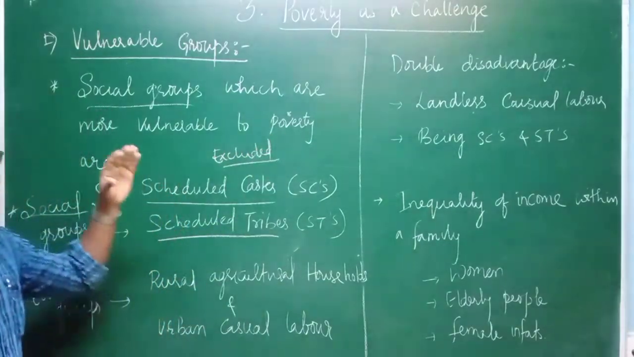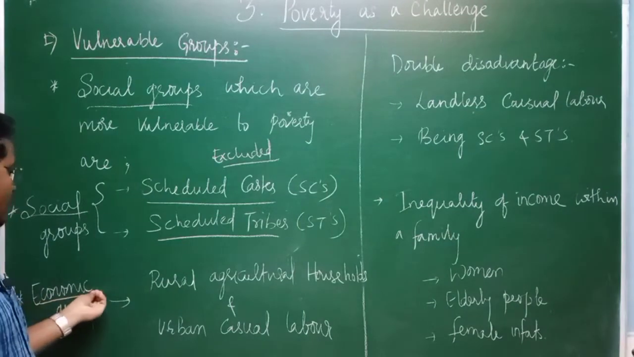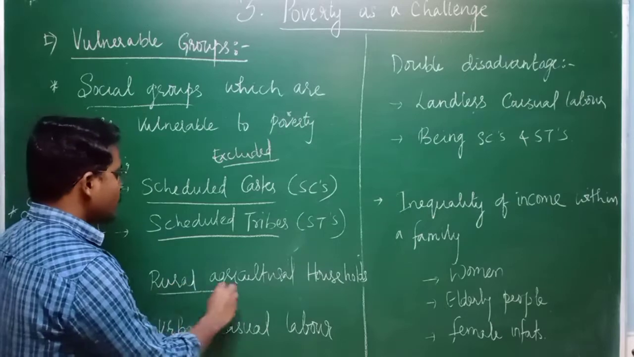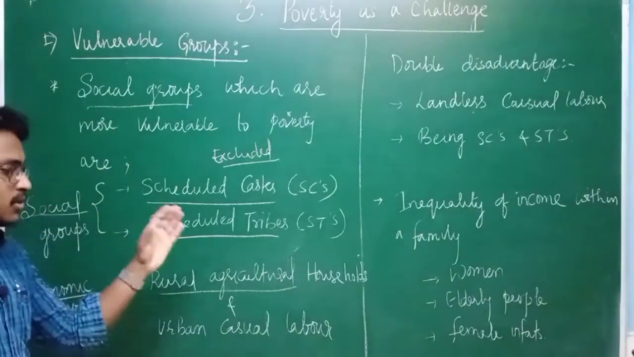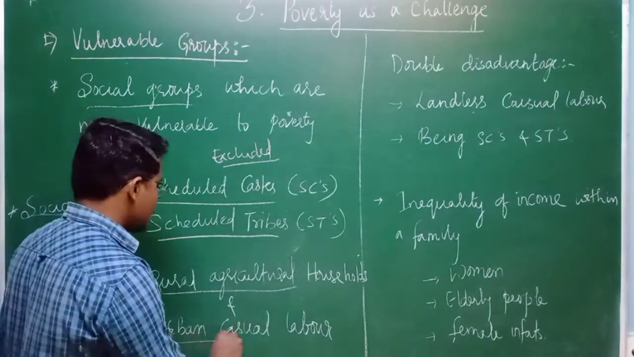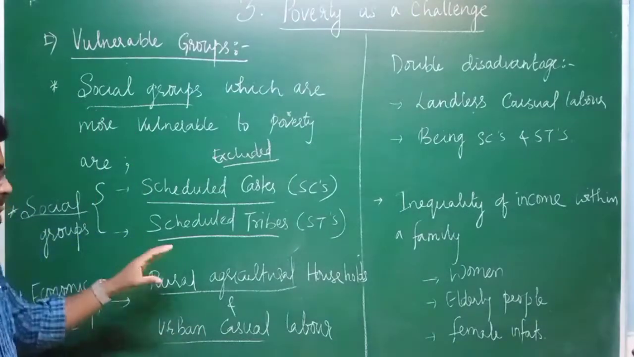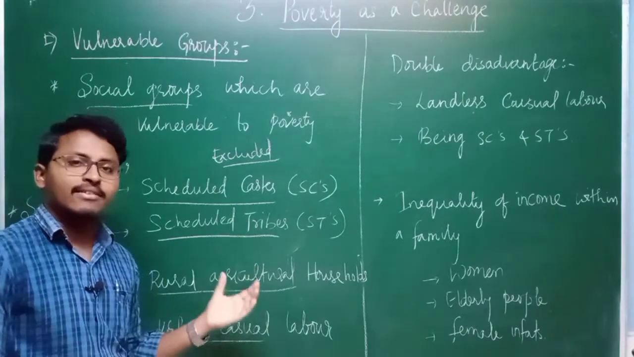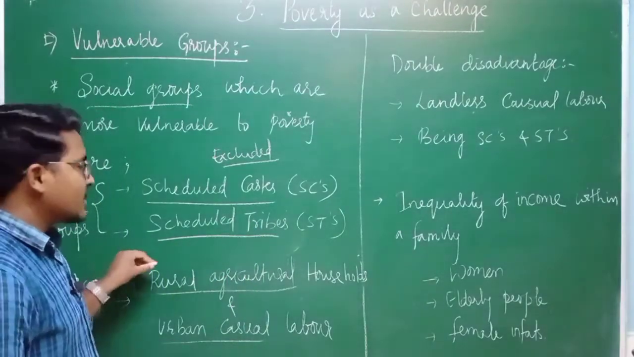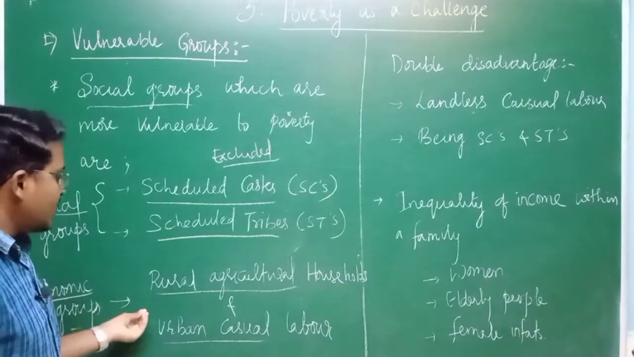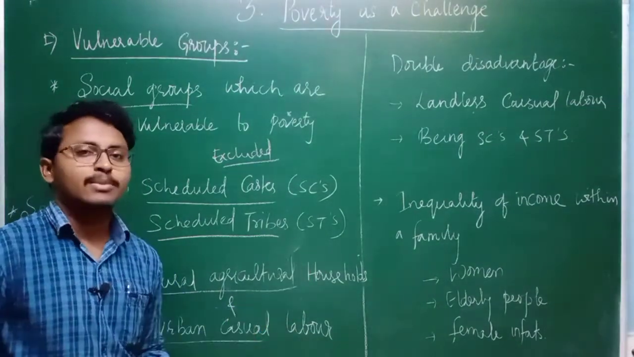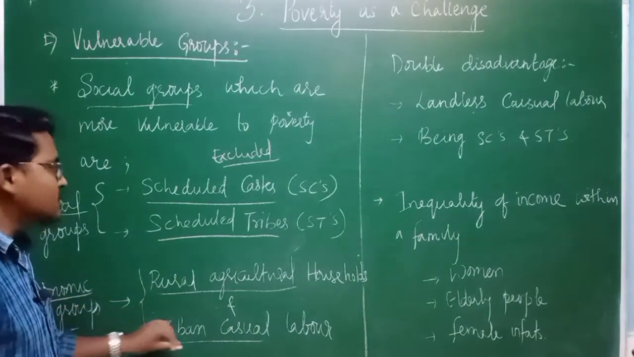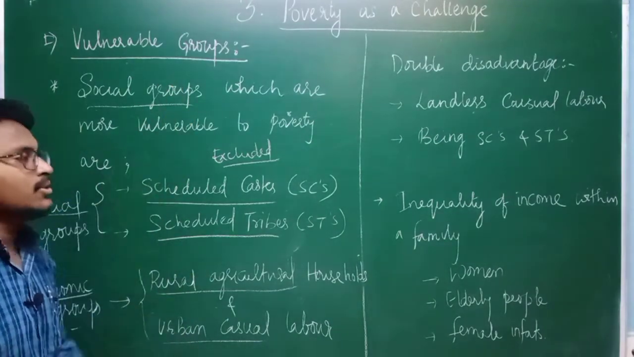Then if you take the other group of people, that is the economic group, under the economic group you can find the people in rural agricultural households, and the next one is urban casual labor. In rural areas we can find people who do not have any land, or you can say agricultural laborers, and in urban areas you can take casual laborers who work in construction activities. So these groups are also in the danger zone of falling into poverty.